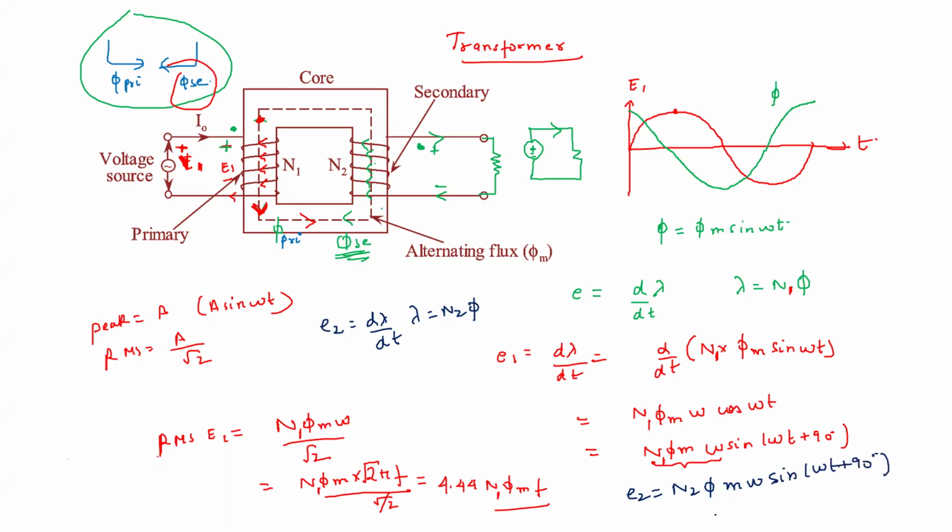And if I talk about the RMS value, then the RMS value of E2 will be 4.44 into phi m f, in a similar way. So E1 was like this, and E2 is like this. You will see that E1 by E2 is equal to N1 by N2, right? E1 is directly proportional to N1 and E2 is directly proportional to N2, RMS value. So if I take the ratio of the RMS values, it depends on N1 by N2. We will be using this for solving the questions.